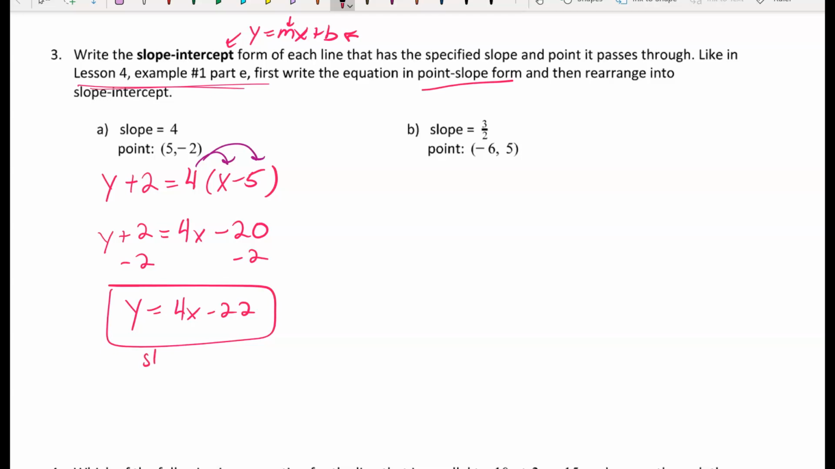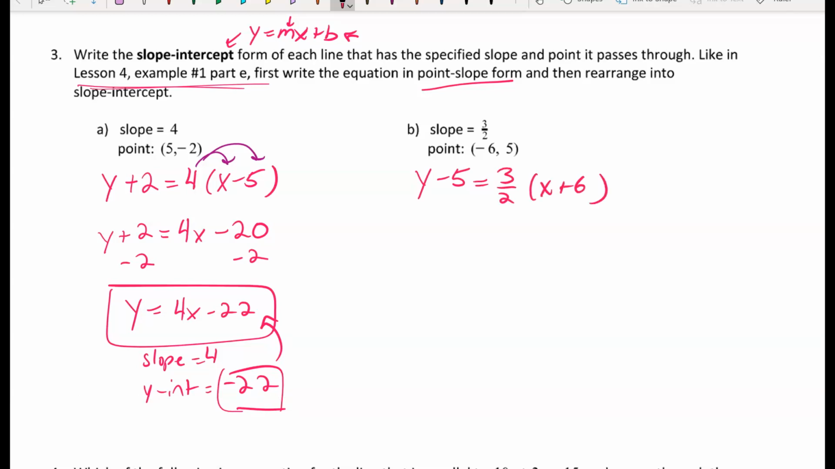So this is in slope-intercept form, and I could easily see my slope equals 4, even though we already knew that. But my y-intercept, the new piece of information, is just tagging along at the end there. That's -22. I'm going to do the same process for B. I'm going to write it in point-slope form first, and then I'm going to rearrange.